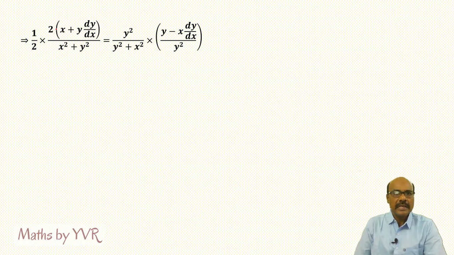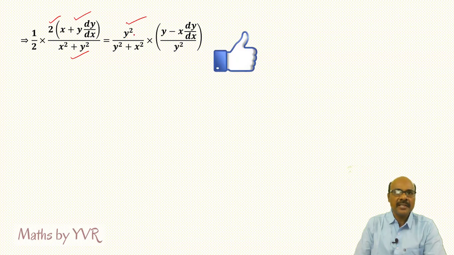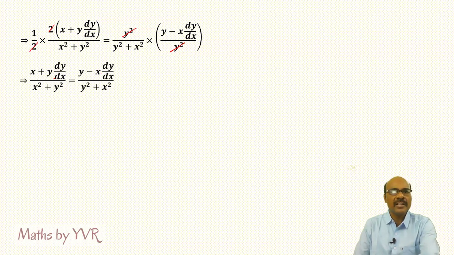Then what will we get in the new step? Look at this: half into, from the numerator if we take 2 common, the remaining term is x plus y into dy by dx by x square plus y square. And the right side first term, if we write the reciprocal, we get y square by y square plus x square and the remaining term as it is. If you observe the right side, from the numerator and the denominator we have a common term, that is y square. So y square gets cancelled. And on the left side, from the numerator and denominator we have a common number, that is 2. 2 gets cancelled. Then what will we get?